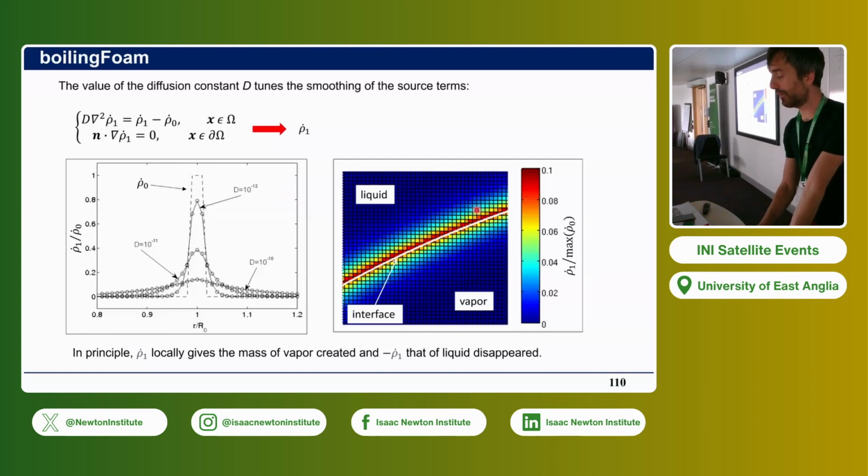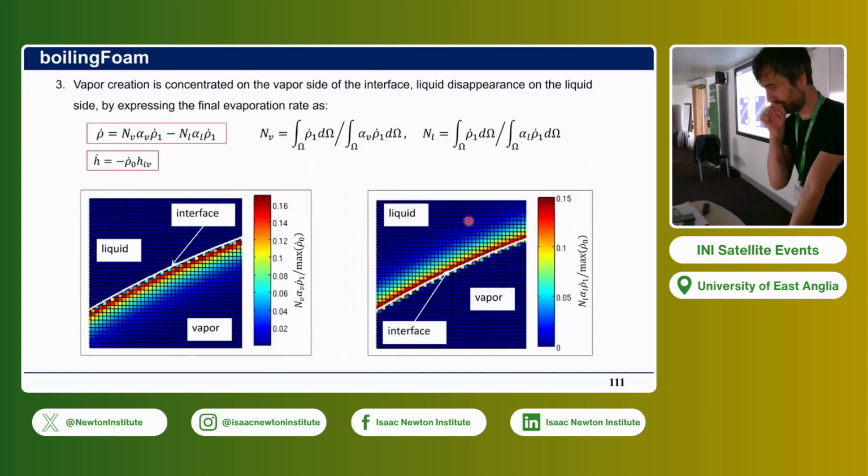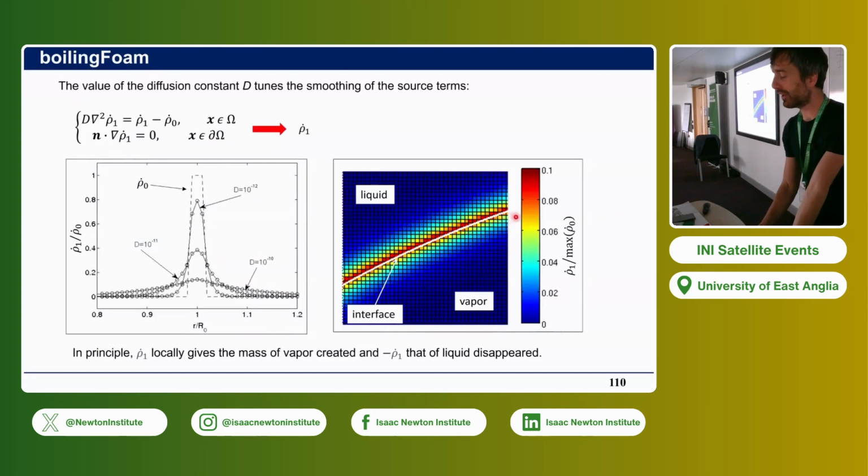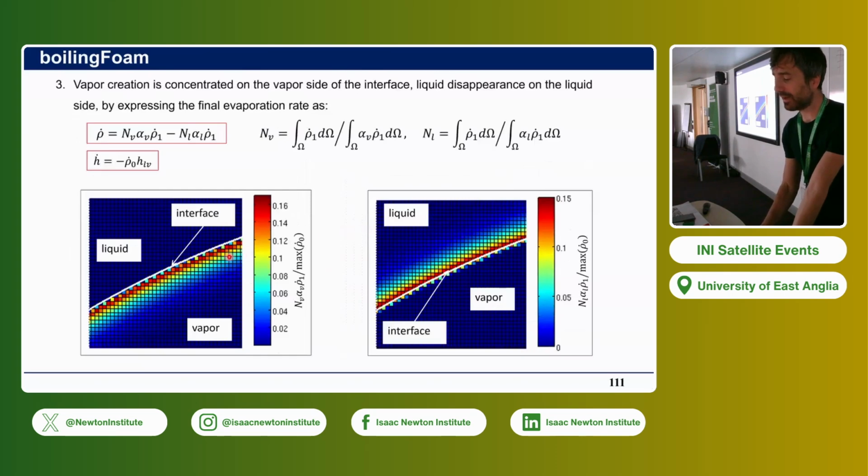Then once you have smoothened out the source term, there is a redistribution step in which you generate vapor on the vapor side of the interface. So let's say that instead of having this source term everywhere around the interface, you split it as a generation of vapor on the vapor side, a removal of liquid on the liquid side. So you actually have a source term overall, your rho dot, which is split into two components. So this is done only for numerical stability reasons.